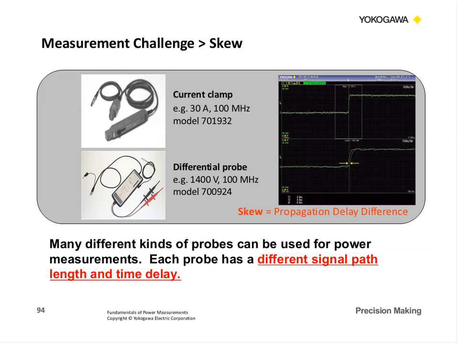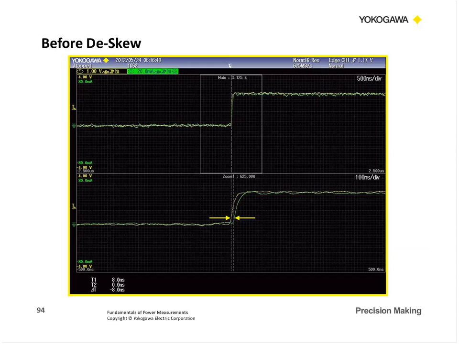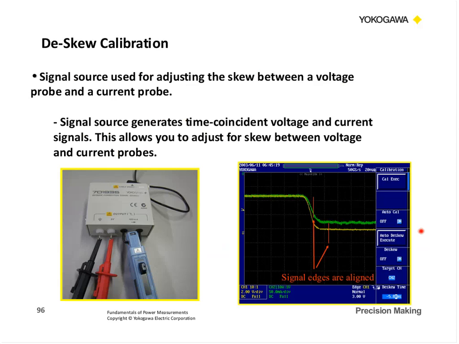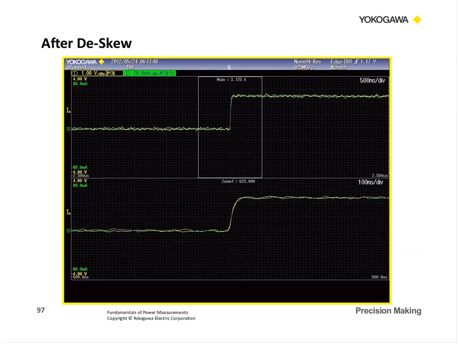Another thing we have to be concerned with is what we call the skew between the two probes, the voltage probe and the current probe. This is a time skew based on the leads of the two different devices. If we zoom in, you can see there's a time delay between the voltage and the current, and this can cause additional errors. So we have to use a de-skew calibration on your scope to adjust those together and eliminate this time shift. After the de-skew, you can see we've got both of these right on top of each other, so there is no time delay between the two.